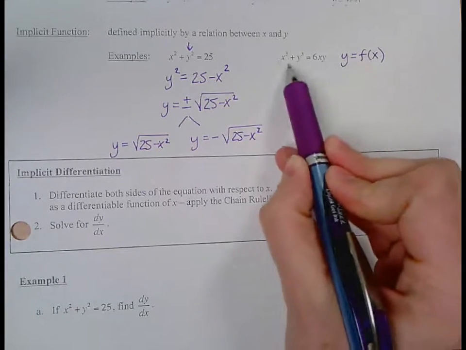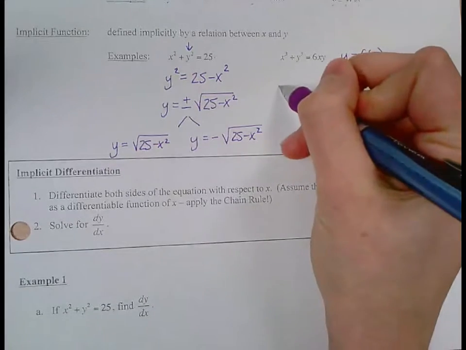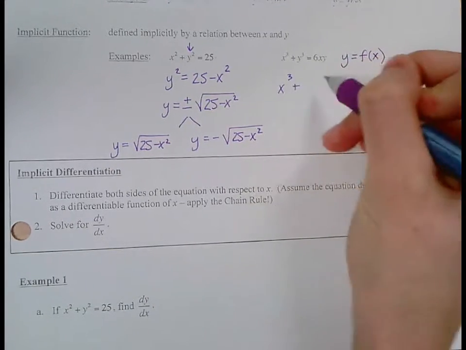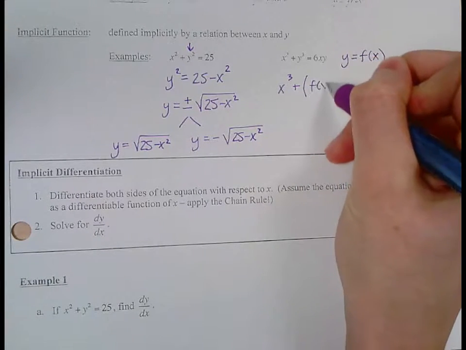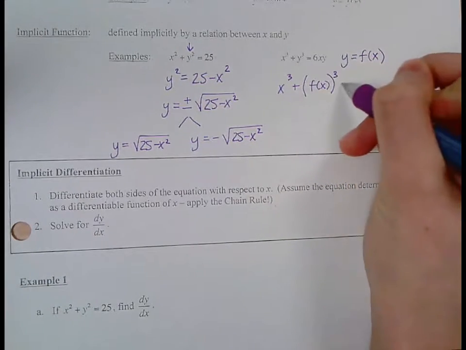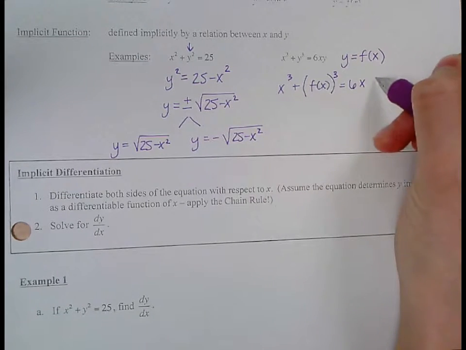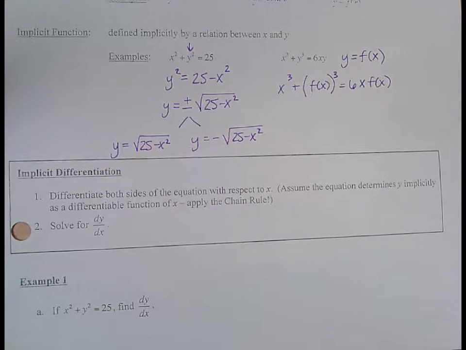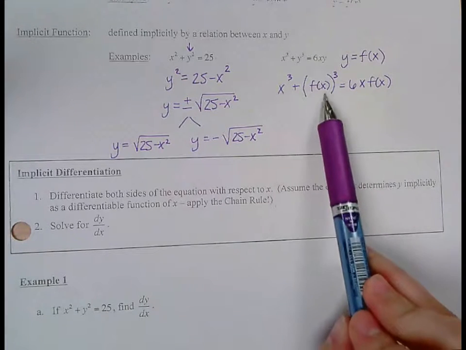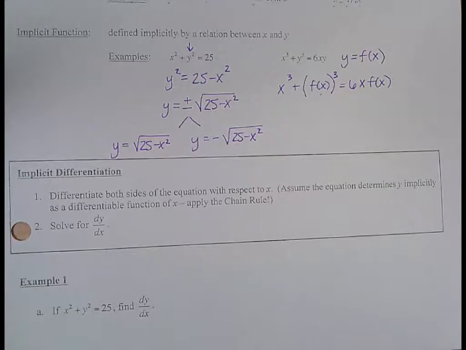So what I mean by that, I could write this a different way. I could write this as x cubed plus f of x cubed equals 6 times x times f of x. Okay, so y is still representing a function of x, and that's going to be important for you to understand in the implicit differentiation process. It does involve the chain rule, and why it involves the chain rule is because y is really representing a function. You don't know what it is, but it represents a function.